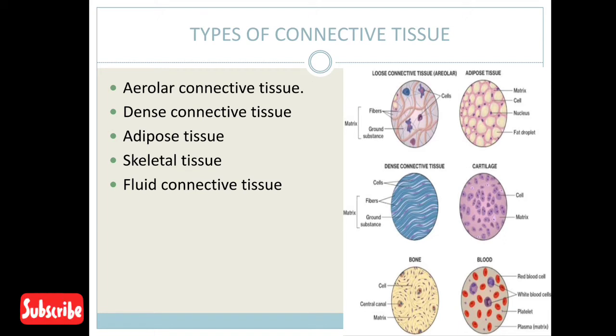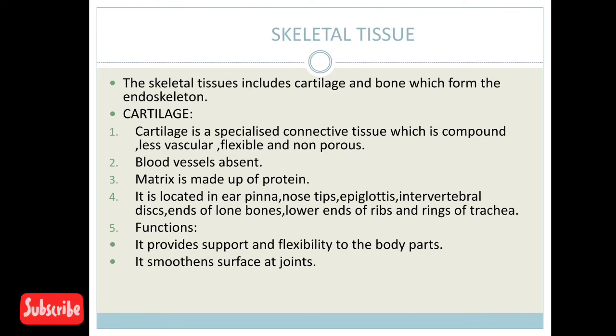Then next is the adipose tissue. The fourth one is the skeletal tissue. This skeletal tissue has two types, the bone and the cartilage, which are shown separately here. Then the last type of connective tissue is the fluid connective tissue, that is the blood.